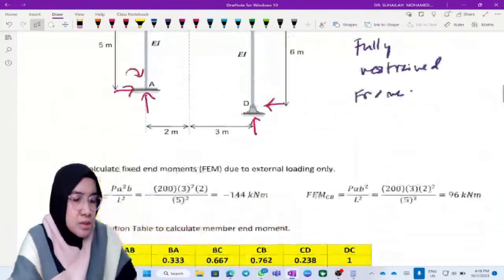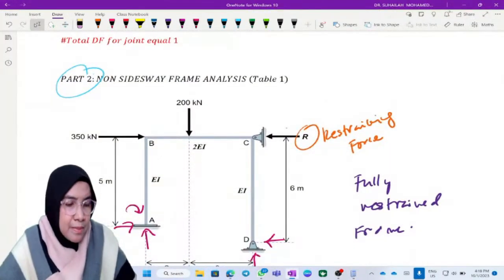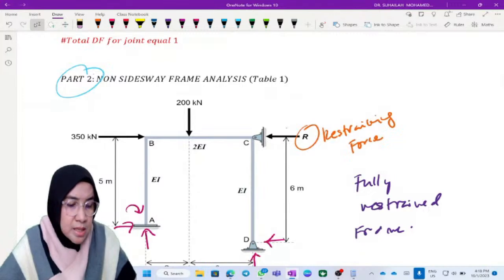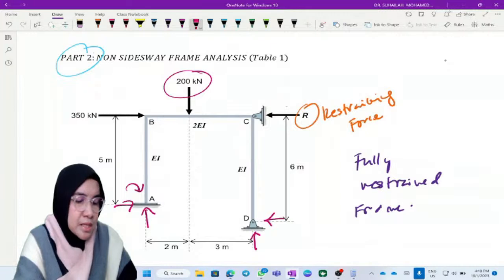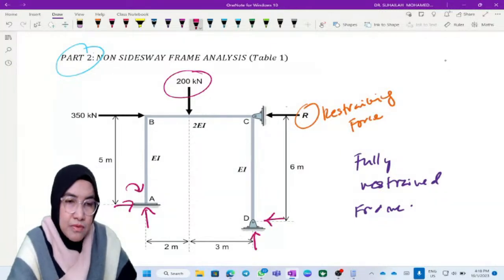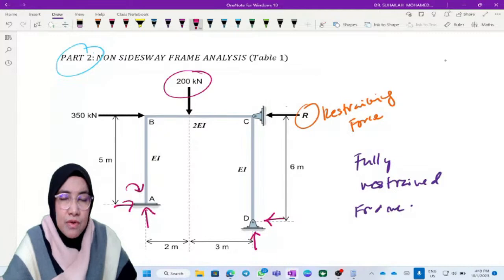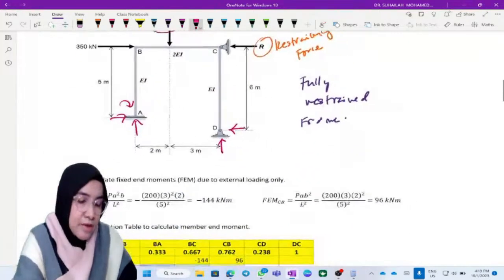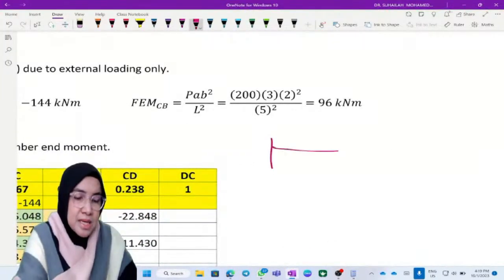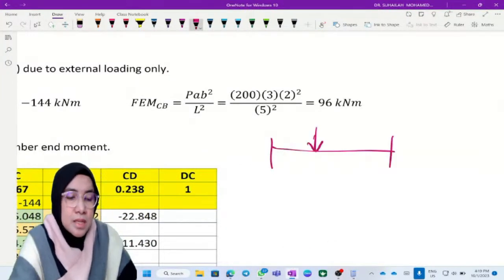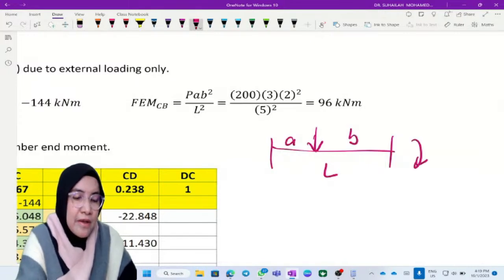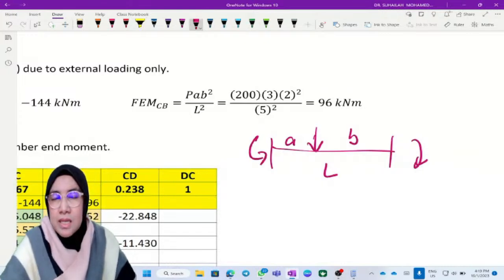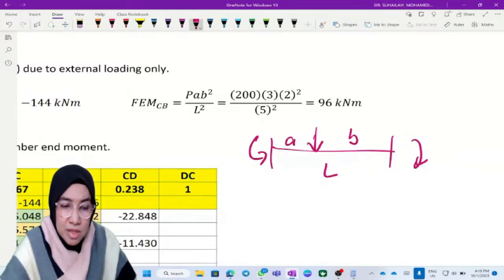So this frame has a 200 kilonewton load, not at the center, 2 meters from A and 3 meters from C. So using the formula, which is given in the appendix, basically it is like this. This is A, this is B, this is L. The FEM behavior is one negative, one positive.